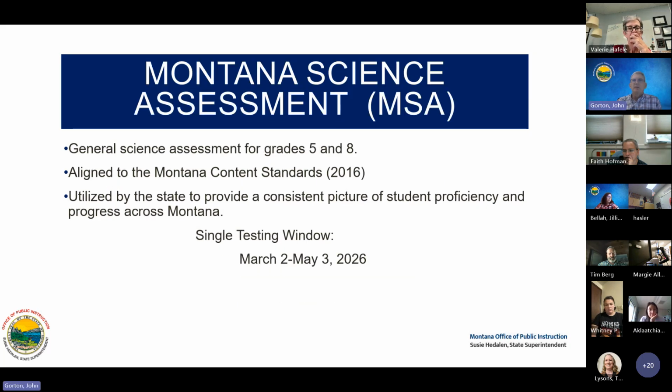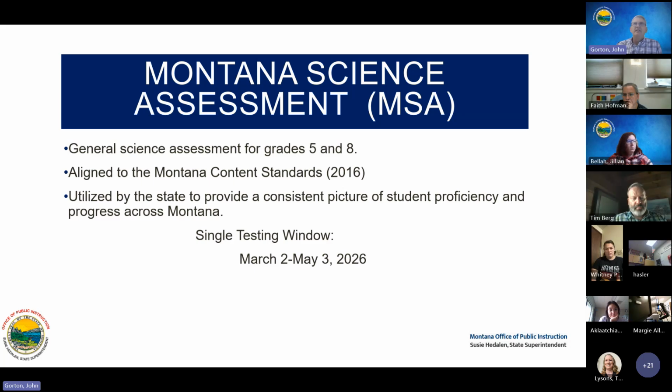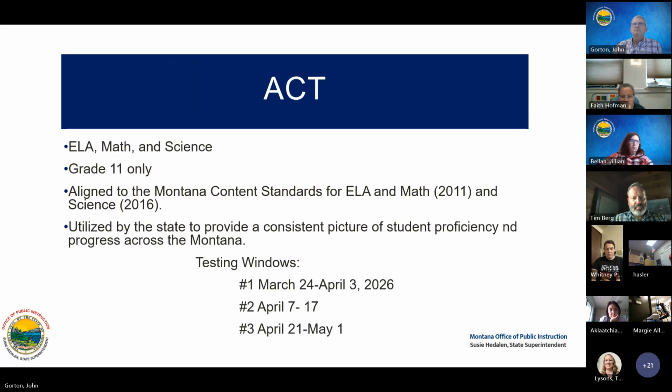And then for grades 5 and 8, there is the MSA, which is the Montana Science Assessment, and you can see that there's only one single testing window for the science assessment. When we get into the 11th grade, that's the ACT, which addresses ELA, math, and science. The testing windows there are different than the others for the MAST assessment.